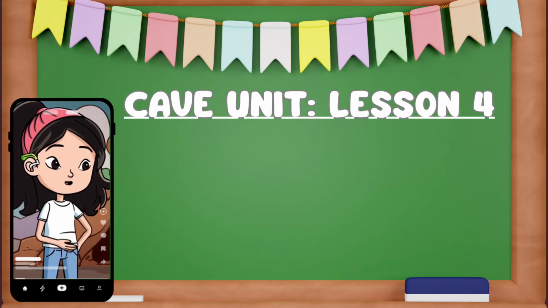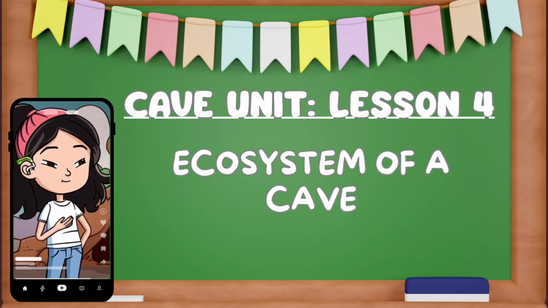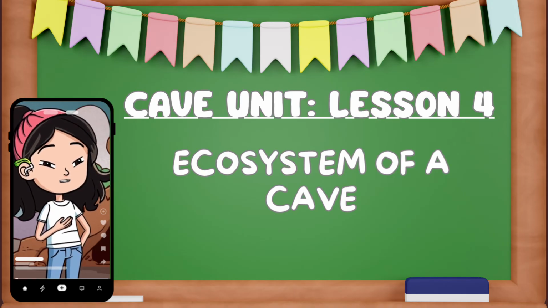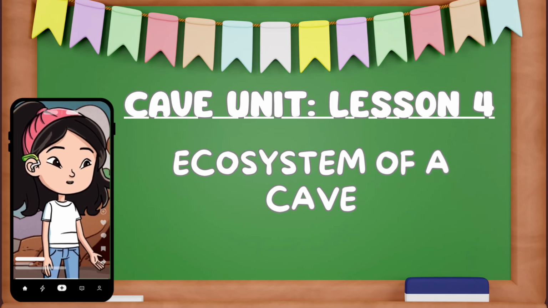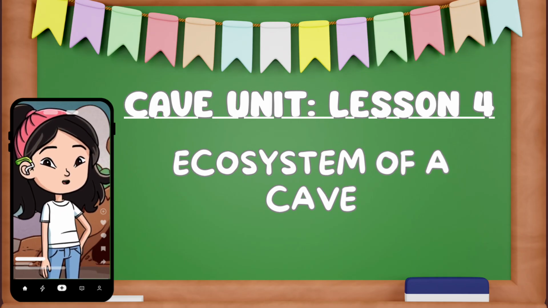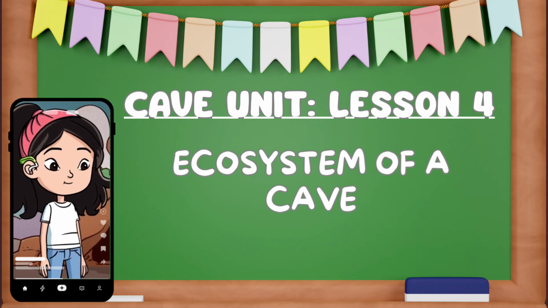Well, that's it for today. I hope you had fun learning about the ecosystem of a cave, which is an area where living organisms, or biotic factors like plants and animals, interact with each other and their non-living, or abiotic, environment, including water, soil, and air, as a dynamic system.